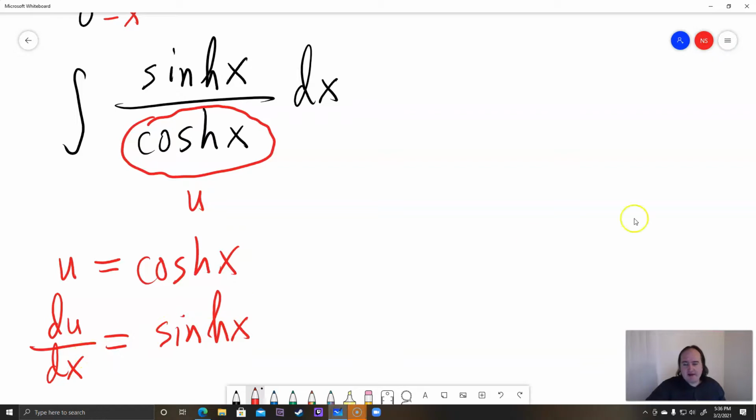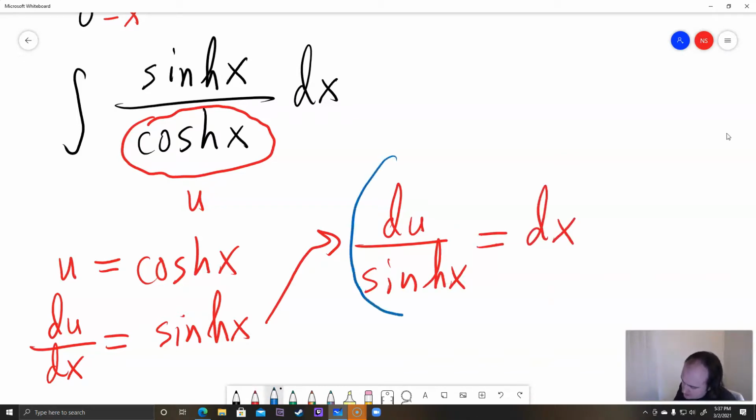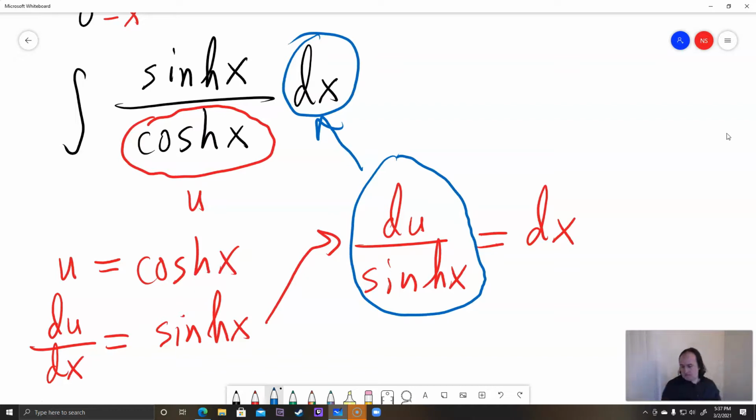And then if I isolate dx here, like I always do, divide both sides by sinh of x, I get du over sinh of x. And then I multiply both sides by dx. Then I'll be able to plug in du over sinh of x in for dx up here in the original problem. Okay, and that's going to work out because the sinh of x's are going to cancel out.